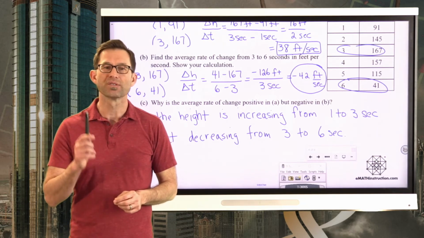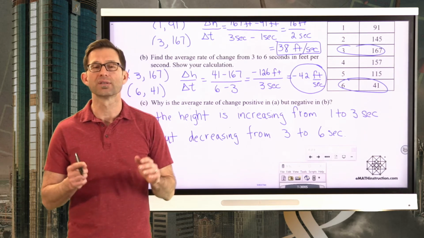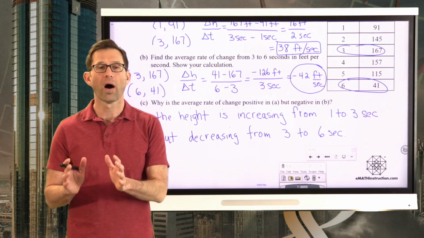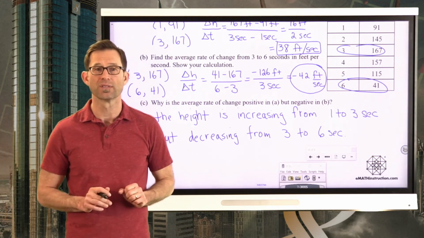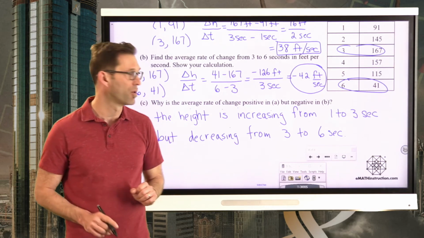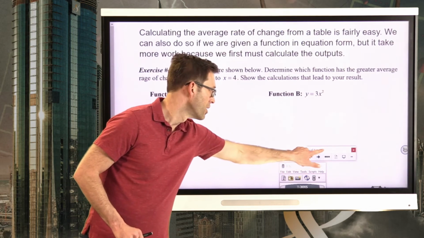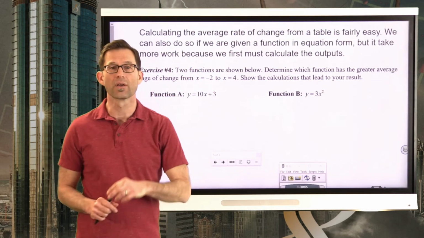All right? So the sign on the average rate of change is extremely important. Positive tells you the function is increasing. Negative tells you that the function is decreasing. Critical. Let me bring this over here and let's take a look at one last one.